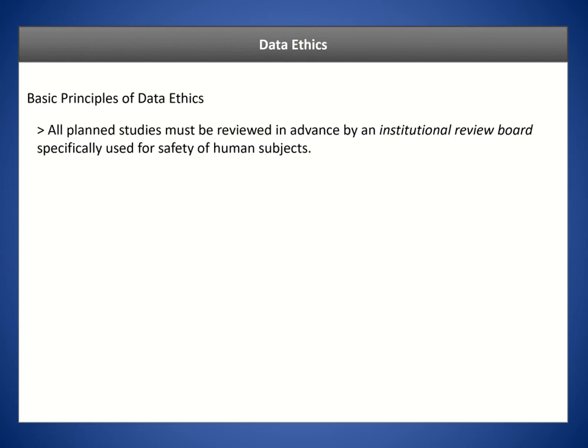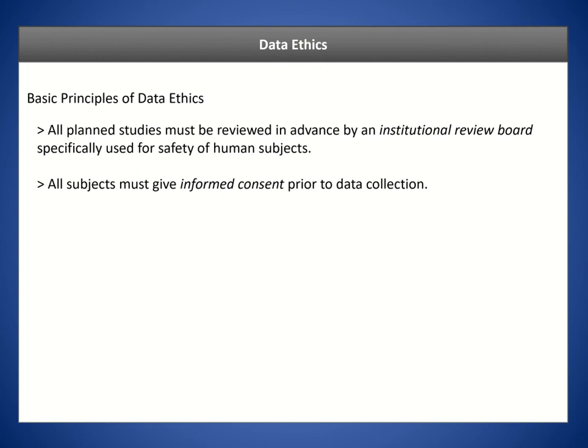So let's take a look at the basic principles of data ethics. The first thing you want to consider is that, due to ethical situations, the planned studies must be reviewed in advance by an institutional review board. This board is specifically used for the safety of human subjects. The other thing you want to consider is that when you're putting human subjects through a treatment in an experiment, you have to give them informed consent prior to the data collection. That means informing them of any of the risks, the entirety of the procedure that's going to be done, right? And then you have to obtain their consent in written form.